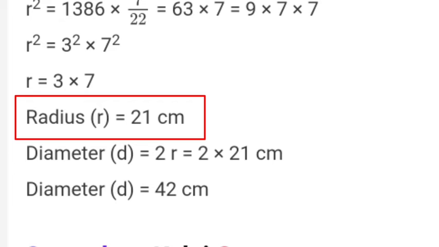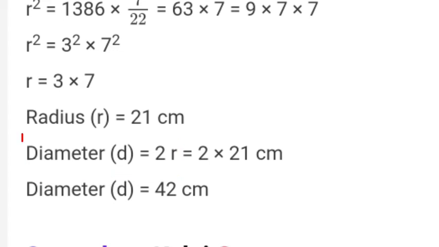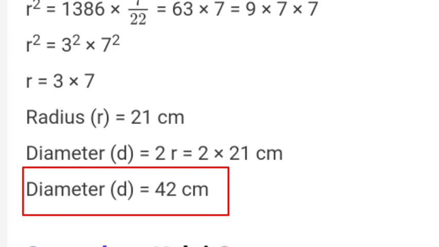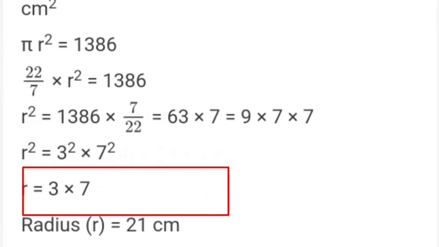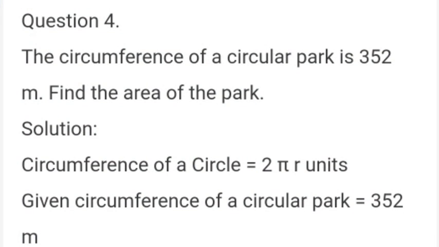From this we can find the diameter by using d is equal to 2 into r. Therefore diameter d is equal to 2 times 21 is equal to 42 centimeter, which is the required diameter. Next, question number 4. The circumference of a circular park is 352 meter. Find the area of the park.